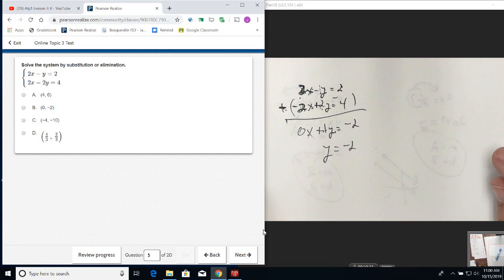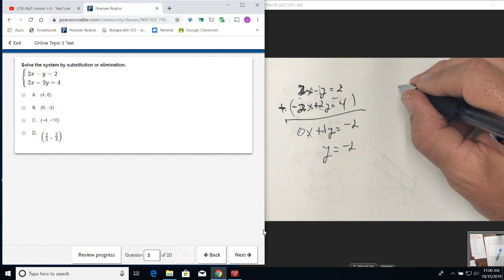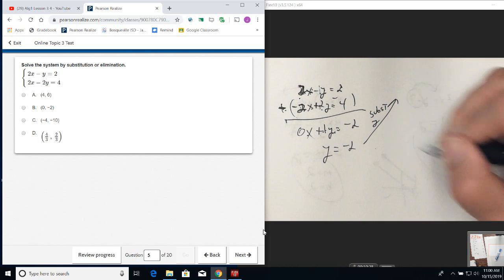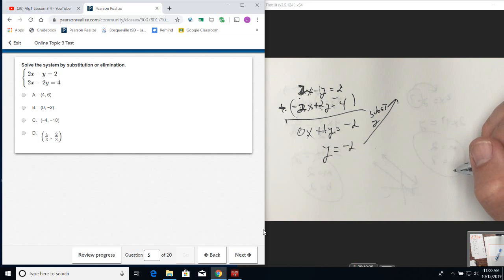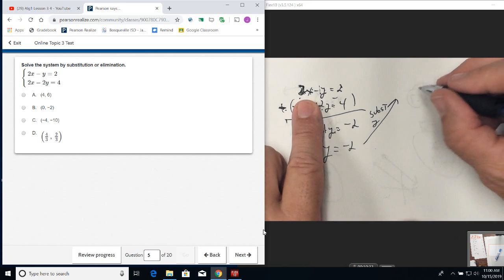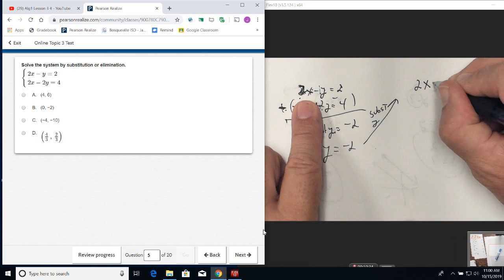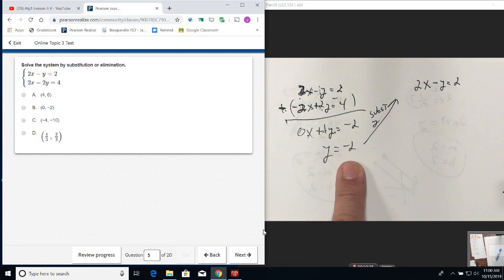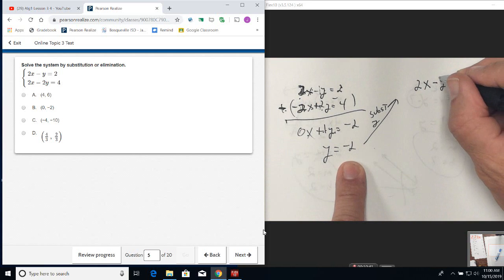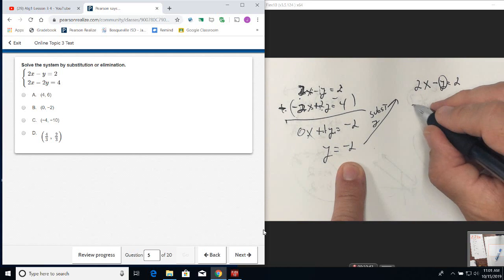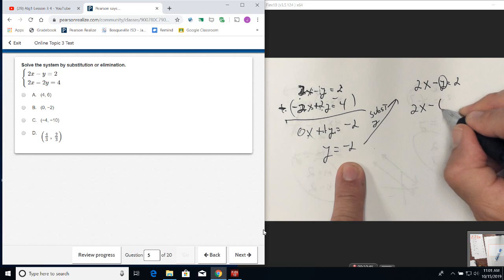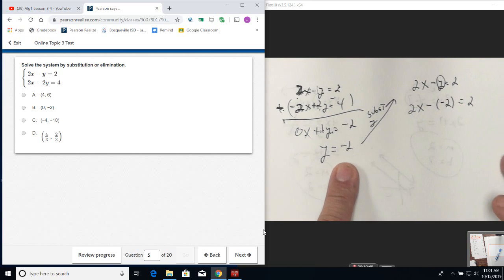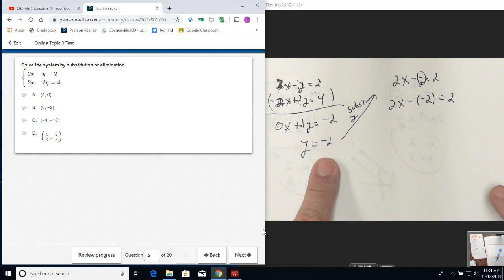Now that I know what y is equal to, how do I find x? Now you just substitute that y into the other equation wherever you see a y. So pick the top one, I guess. The top equation originally was 2x minus y is equal to 2. So if y is a negative 2, just plug in a negative 2 wherever you see a y. So this would be 2x minus whatever y is equal to 2, and y is a negative 2. So now I just solve that.